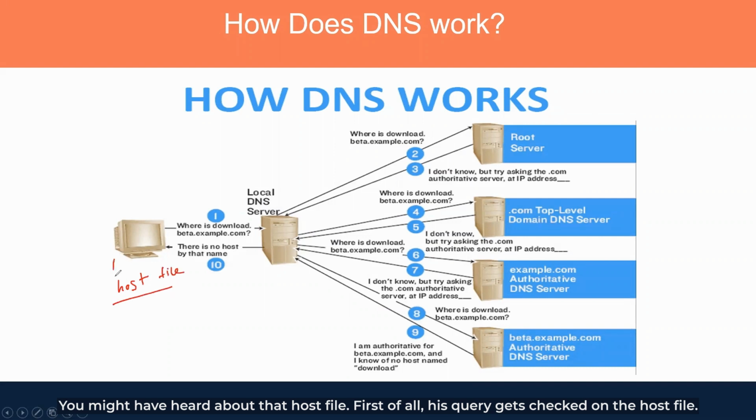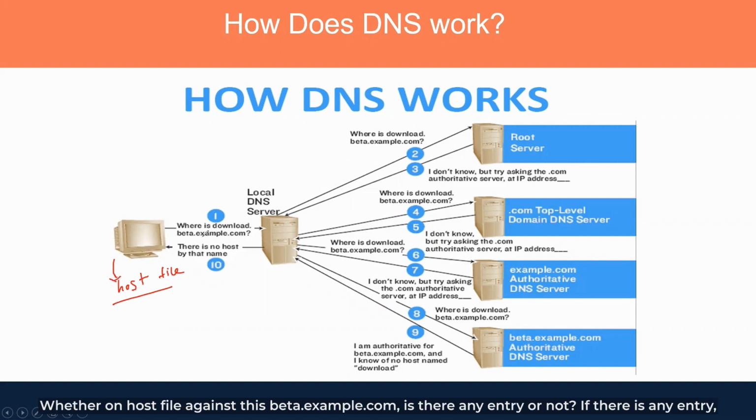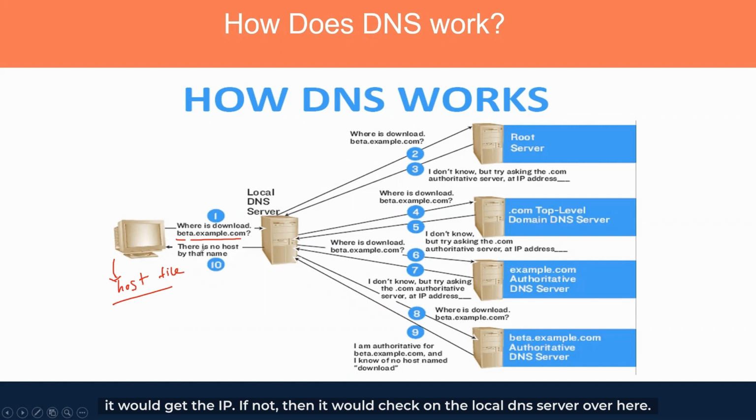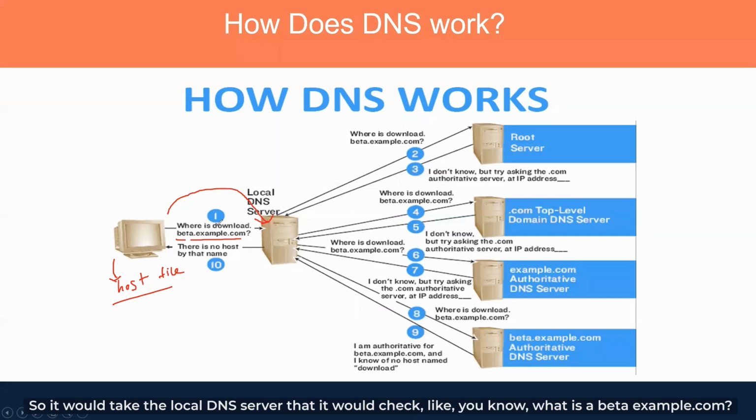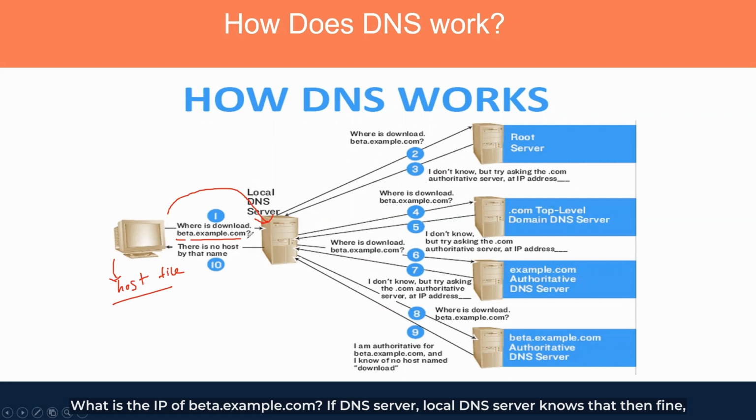First of all, the query gets checked in the host file, whether against beta.example.com there is any entry or not. If there is an entry, it would get the IP. If not, then it would check the local DNS server. You would see in an organization that there is a local DNS server. So it would ask the local DNS server, do you know what is the IP of beta.example.com?